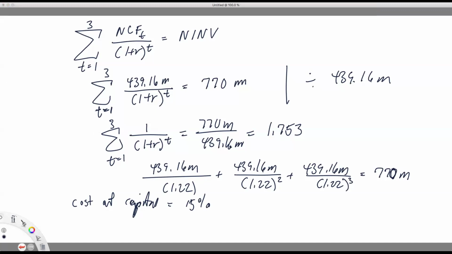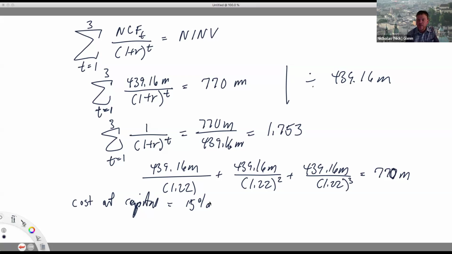Positive. Yeah, it's going to be positive. And the reason for that is, you're paying less interest than the 22% at which you break even. So now that you're only paying 15%, you're going to get even more in present value terms revenue generated. So it's going to be a lot more than the 770 million. So this is going to be positive profits.